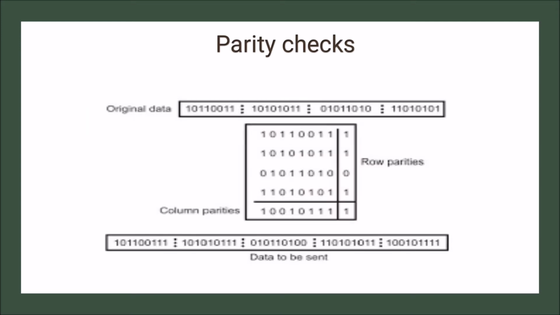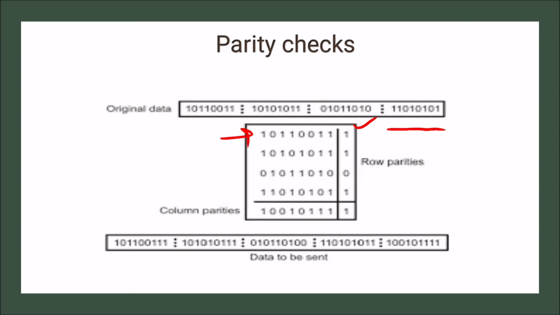So here is the example. The original data is 10110011, 10101011, 01011010, and 11010101. Now what we are doing, in this we partition the data. So in this bit we are partitioning it.